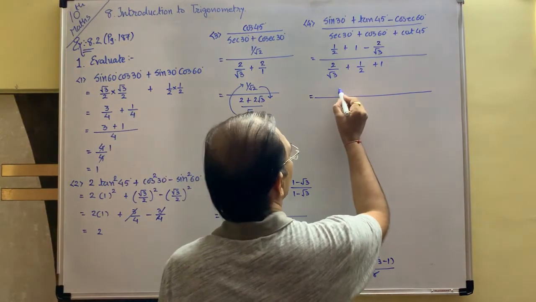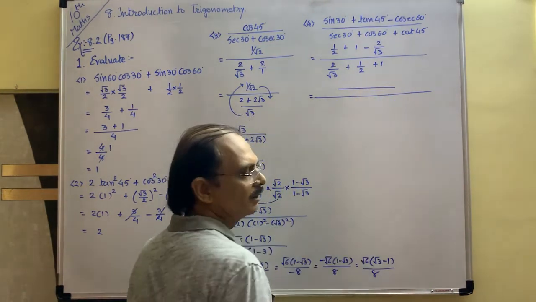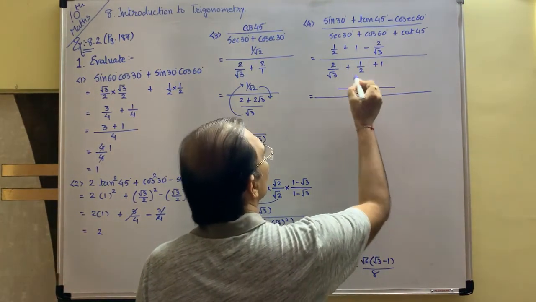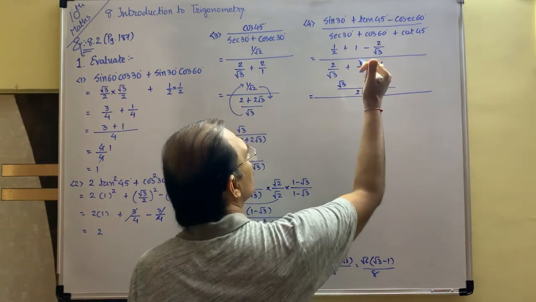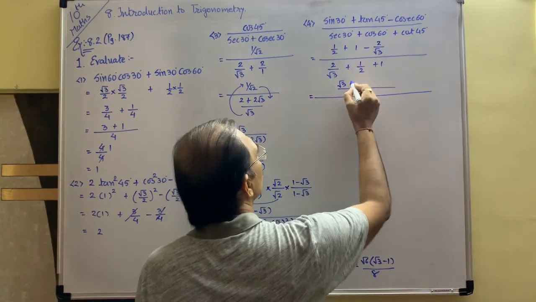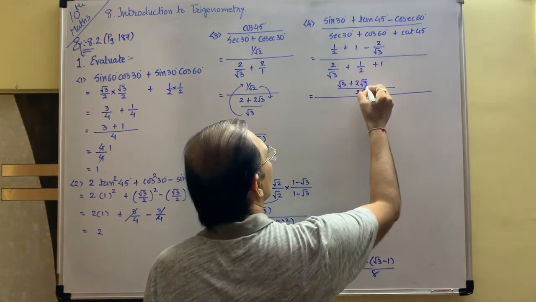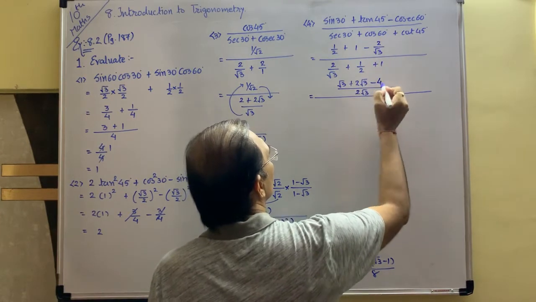Now take LCM. The LCM line is much shorter than this main division line. LCM is 2 root 3. So multiply here by root 3: root 3 times 1 is root 3. Here the denominator is not there, so you have to multiply by both 2 and root 3: 2 times 1 is 2 root 3. Here root 3 is already there, so multiply by 2: 2 times 2 is 4.